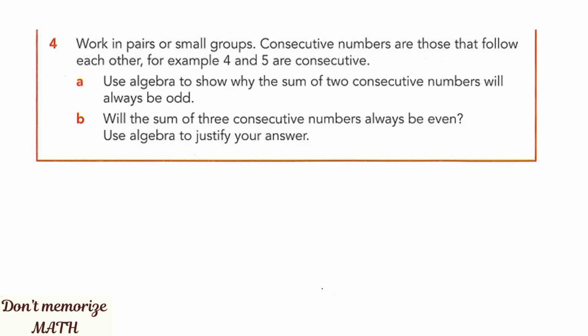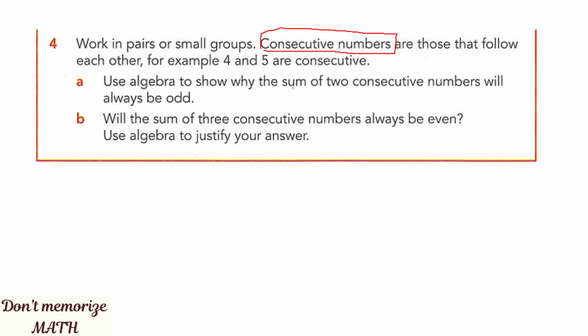We will move to the next question and last question from this part. Work in pairs. We don't have a pair now. Yes, here the pair is you and me. Work in pairs or small groups. Consecutive numbers are those that follow each other. For example, 4 and 5 are consecutive numbers. So consecutive numbers means, like 4 and 5 or 2 and 3, one number and the very next number, they are called consecutive numbers. Like 1 and 2, then 3 and 4, 2 and 3, 9 and 10, 98 and 99, like that.